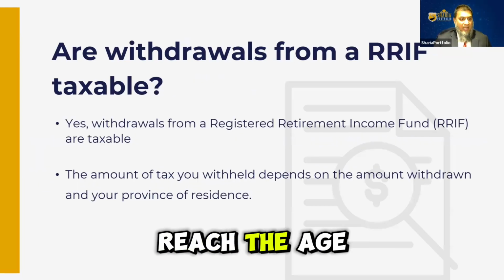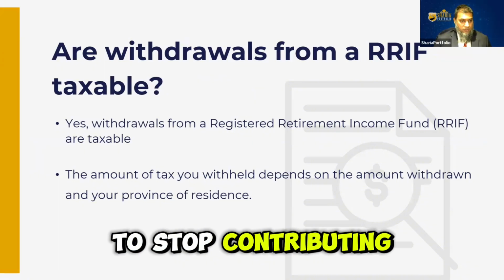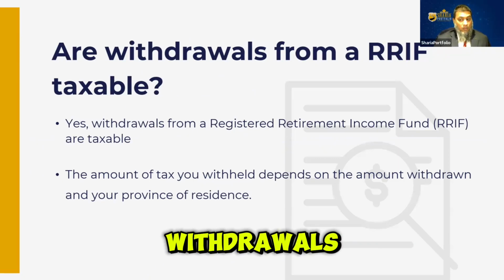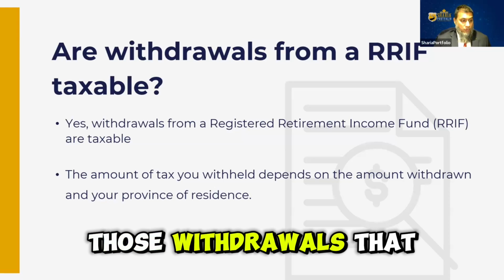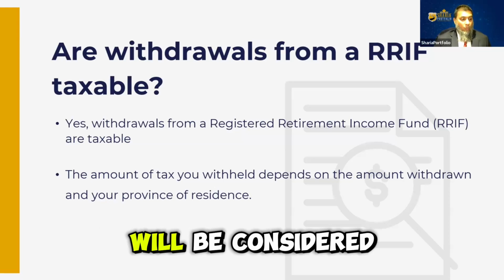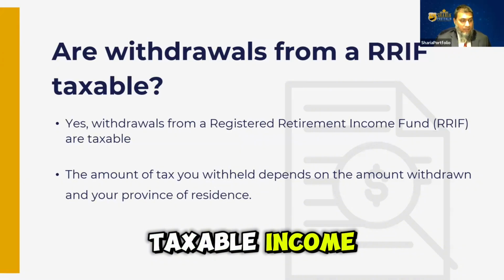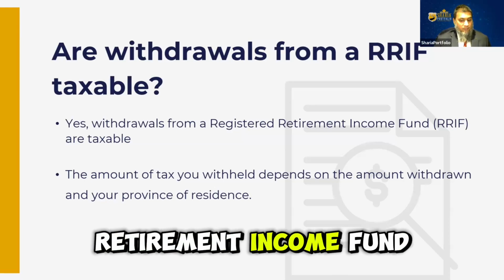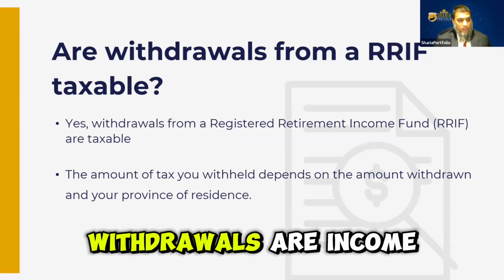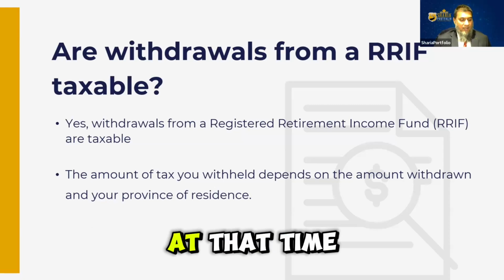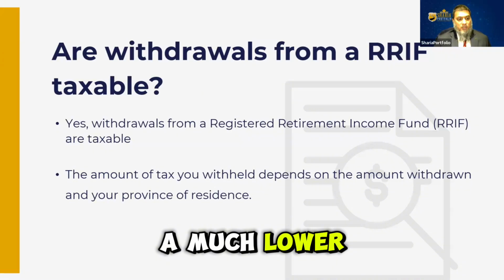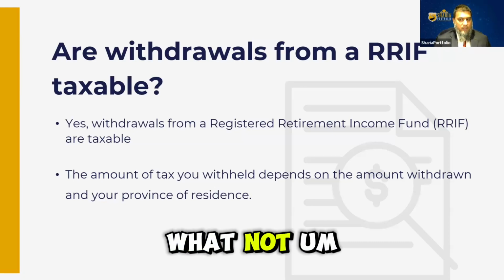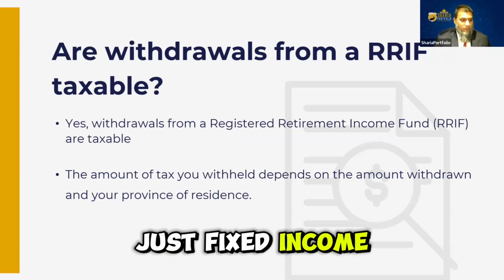Having said that, when we do reach the age of retirement and we're ready to stop contributing to an RRSP and convert it to a registered retirement income fund and start making withdrawals, at that time, those withdrawals that we're making annually will be considered part of our taxable income. So that's an important consideration, that when we're withdrawing from our registered retirement income fund, we have to be aware that those withdrawals are income at that time. But again, at that time, we're going to be hopefully in a much lower tax bracket, as we're not earning wealth like we were when we were working our careers or our jobs. But now it's just fixed income from our retirement.